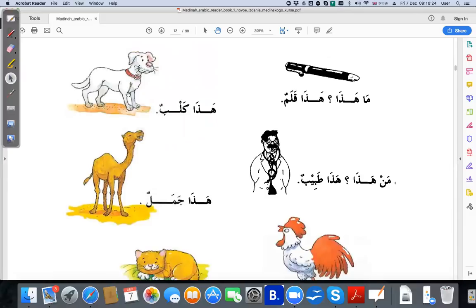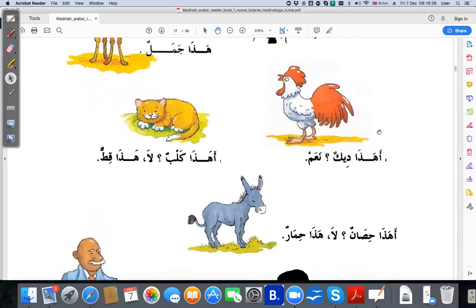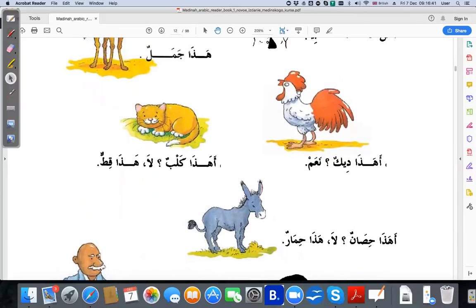This is a dog, هذا كلب. Who is this? من هذا, this is a doctor, هذا طبيب. This is a camel, هذا جمل. Is this a dog? Is this a rooster? هذا ديك. نعم, yes. Is this a dog? هذا كلب. No, لا. هذا قط. This is a cat.